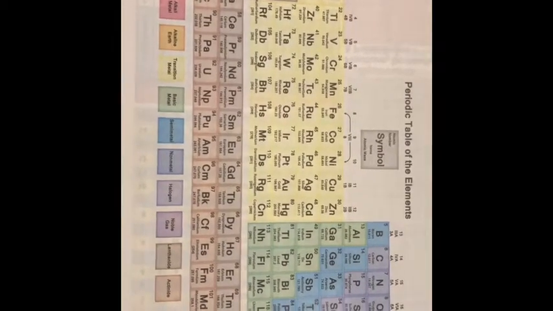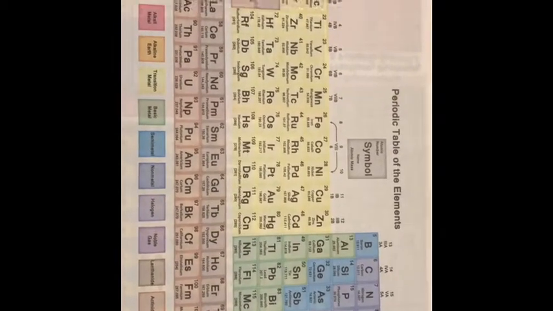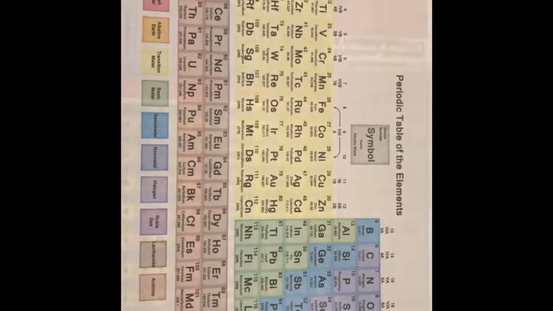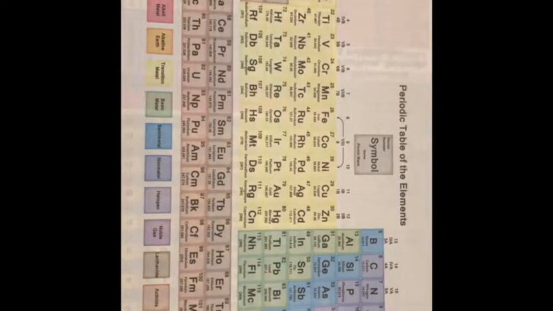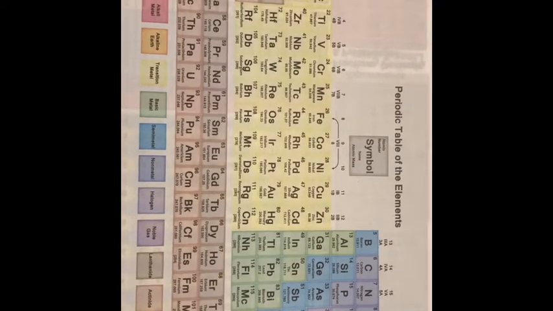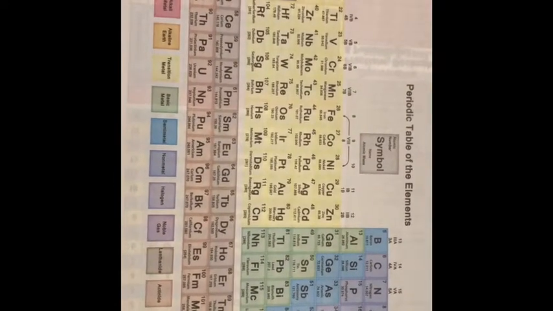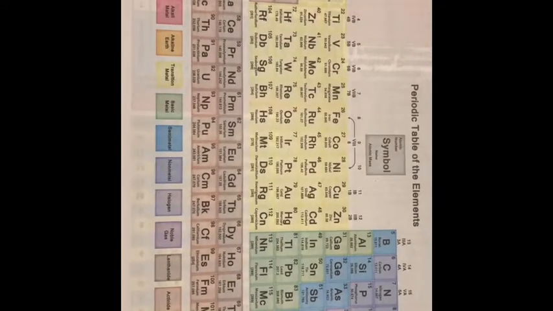So if we know the mass number of an element and we know the atomic number, we can calculate the number of neutrons in an atom of a particular element. So the mass number equals the atomic number plus the number of neutrons. The atomic number is just the number of protons in atoms. Therefore, the mass number equals protons plus neutrons.